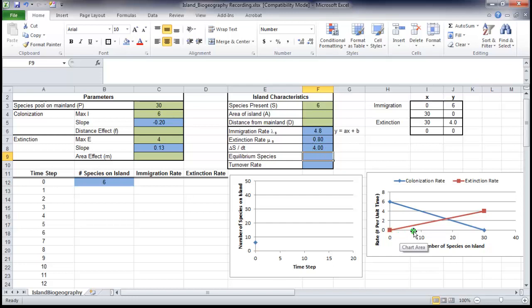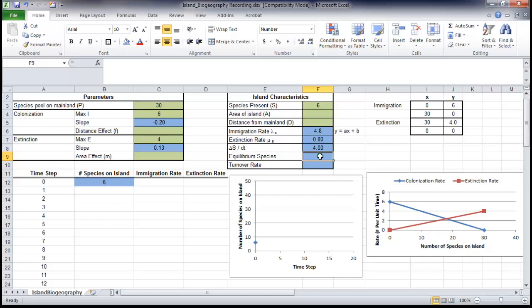We're sitting down here at 6. The extinction rate is lower than the colonization rate, and so we'll be adding more species than we'll be losing, and as a result we'll be gaining new species, and in our next time step we should have 10 species on our island.